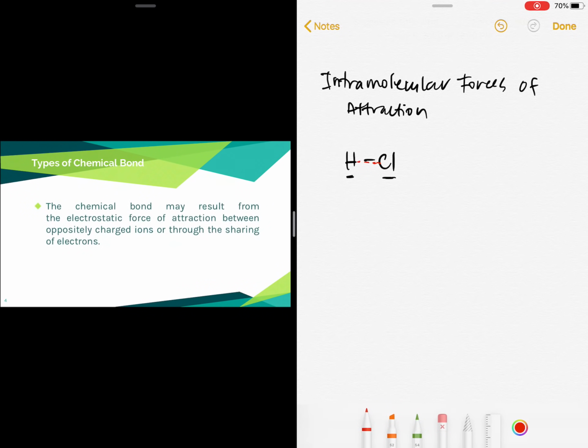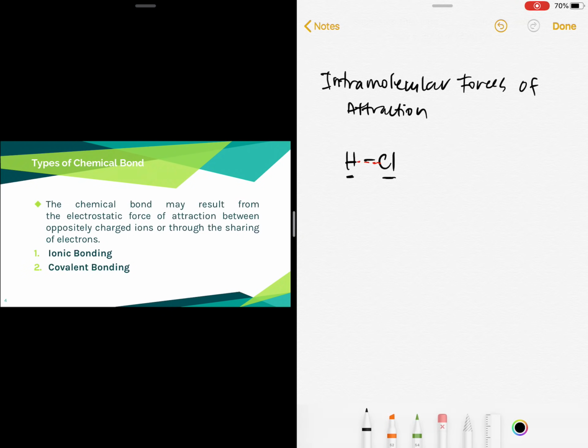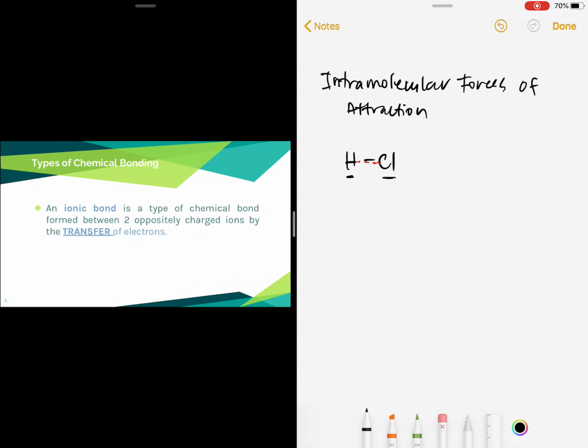So the chemical bond may result from the electrostatic force of attraction between oppositely charged ions or through the sharing of electrons. So basically, you have two types of intramolecular forces or chemical bonding. That is your ionic bonding and your covalent bonding. So just a short review because I know you're already familiar with this because I believe it's been discussed since junior high school.